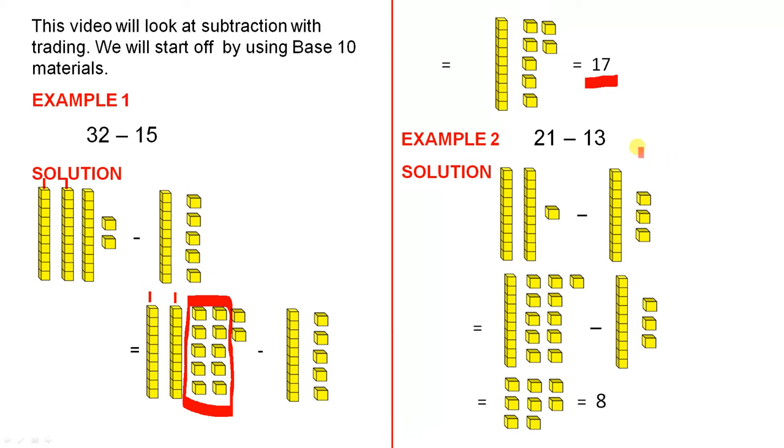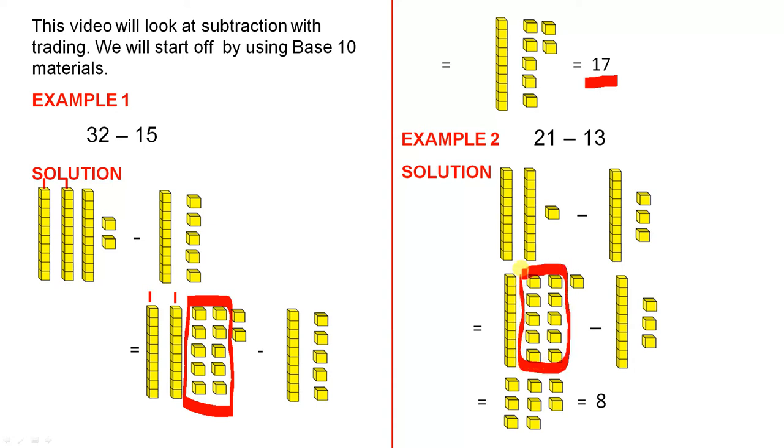Example 2, 21 take away 13. There's 21 take away 13. 1 take away 3 we can't do, so we give away this group of 10 here and we inherit 10 ones. That's the trading. So there are the 10 ones there.